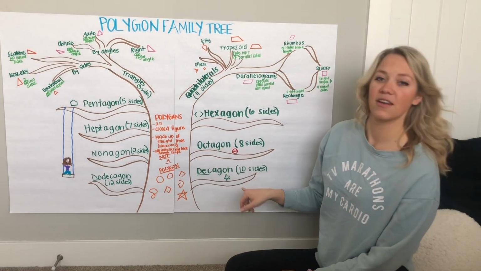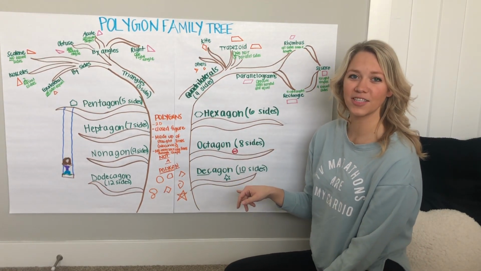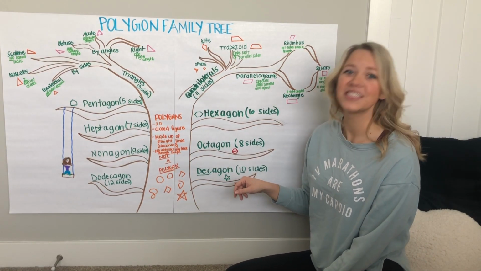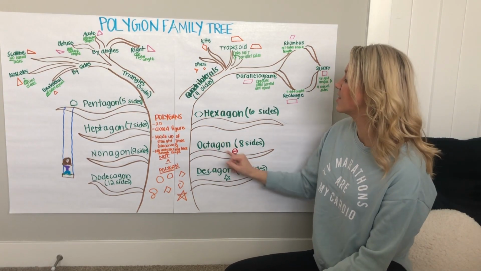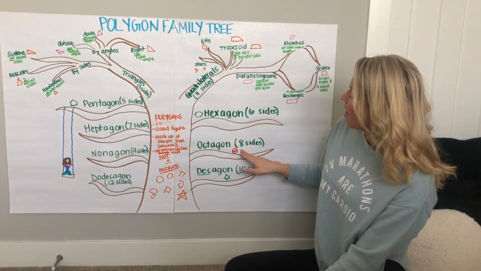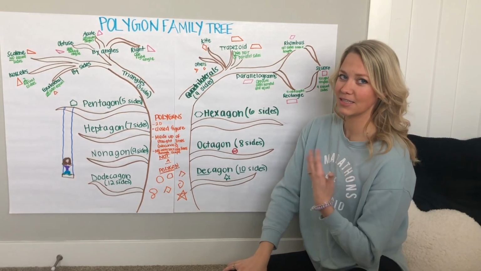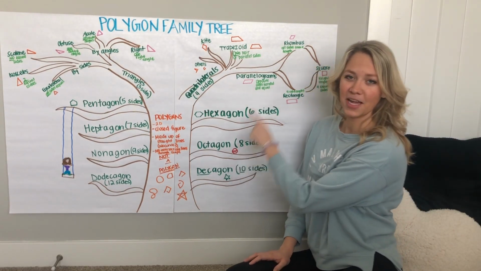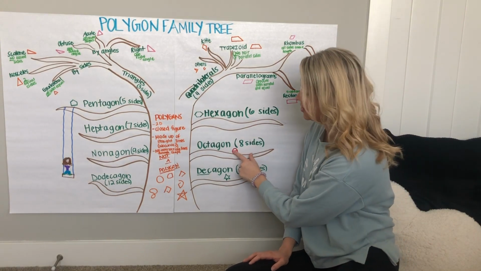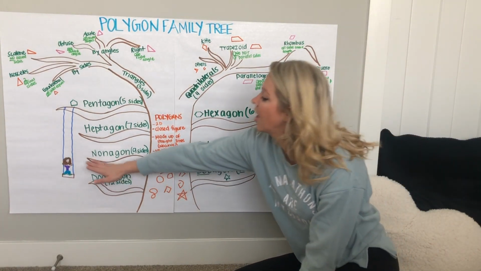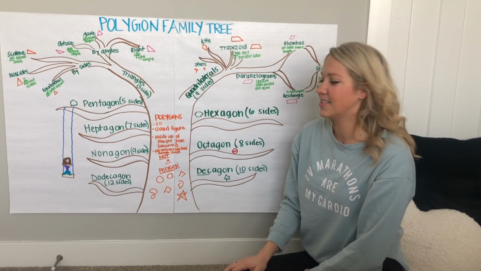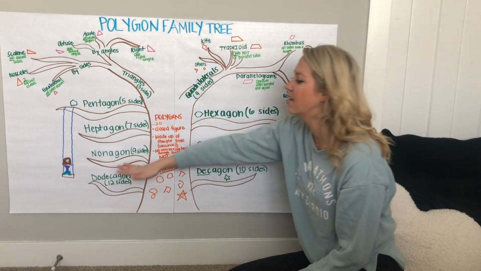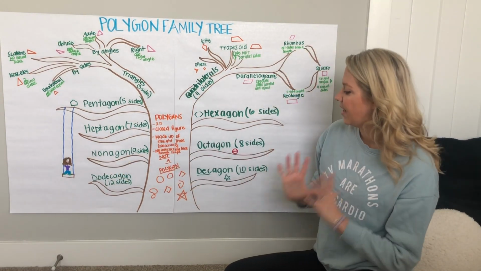An octagon, which, octopus has 8 tentacles, while an octagon has 8 sides. One of the most familiar ones that you see in everyday life is a stop sign. Stop signs are octagons, and they have 8 sides to them. A nonagon has 9 sides. Nona sounds like 9, so it's a polygon with 9 sides.